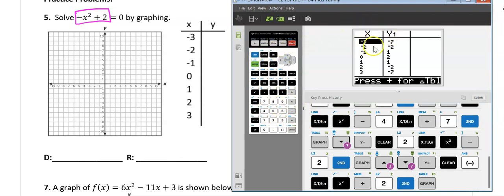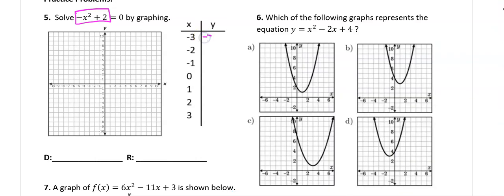To look at the table, I hit second graph. And I need to find the Oreo. Oh, look, there's the Oreo right there, -3. So right here, I'll look at the y values for the Oreo. -7, -2, 1, 2, 1, -2, and -7. So they repeat right there. So I'm going to come over here and write them down.